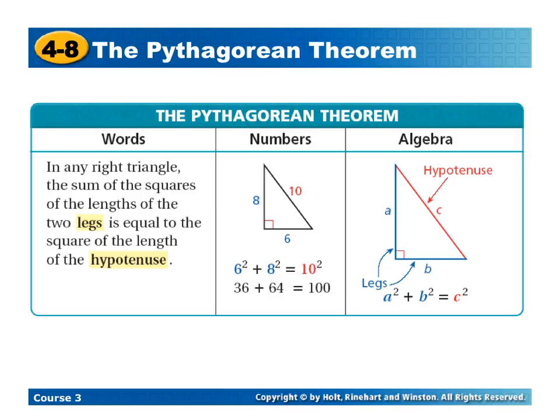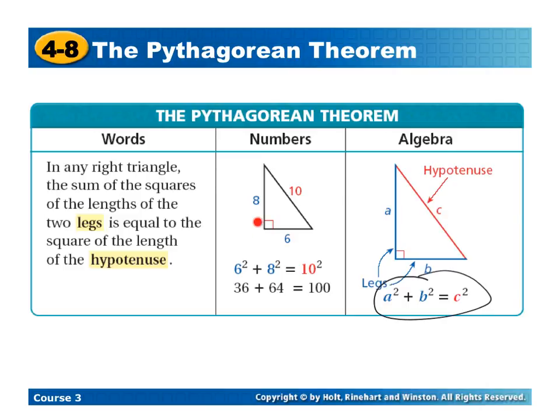So, in the Pythagorean Theorem, we are saying that in any right triangle, the sum of the squares of the length of the two legs is equal to the square of the length of the hypotenuse. Or, in other words, you will see a squared plus b squared equals c squared, where a and b are the two legs, and c is always the hypotenuse of the triangle.